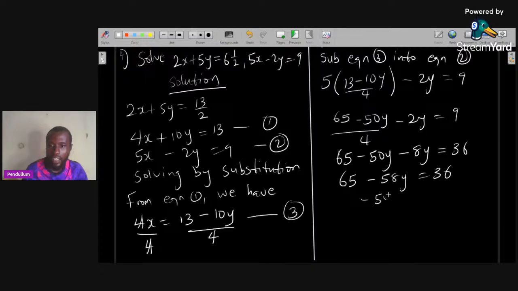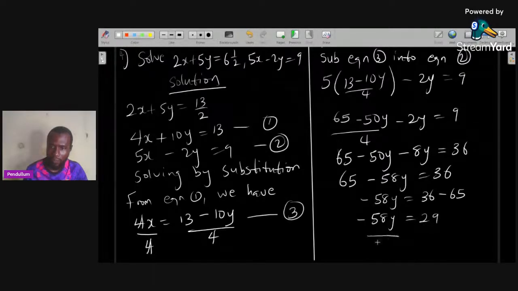So I have that minus 58y is equal to 36 minus 65. And it's minus because 65 is positive, so if it crosses it becomes negative. Minus 58y is equal to 36 minus 65, which should give you what? I think it should be minus 29. Yeah, minus 29. And so we divide both sides by minus 58.